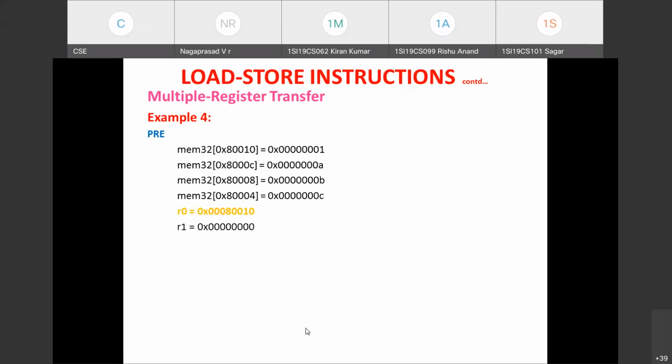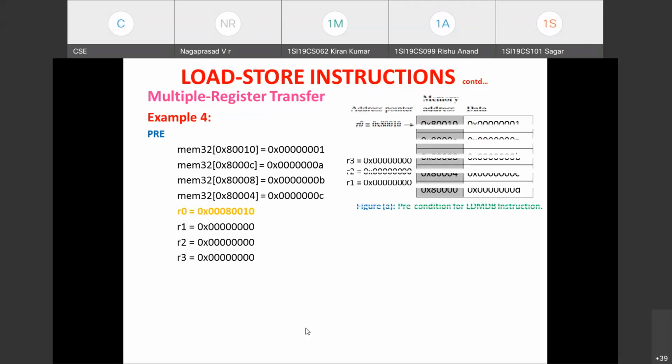See, this is the memory status we considered in the precondition, and the same thing is represented diagrammatically here. 80010 has the data 1, C has the data A, 8 has the data B, 4 has the data C, and the initial register contents are zeros. And this is the instruction that is executed: LDMDB R0!, {R1-R3}. We have just replaced DA with the DB addressing mode.